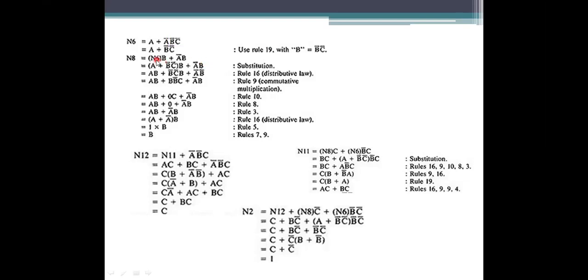Node 8. Node 8 means N6 into B plus A bar B. What is N6? You need to substitute the reduced one: A plus B bar C bar into B plus the remaining term here. What I have done here is substitute the N6 value. So that's it. I need to mention substitution.